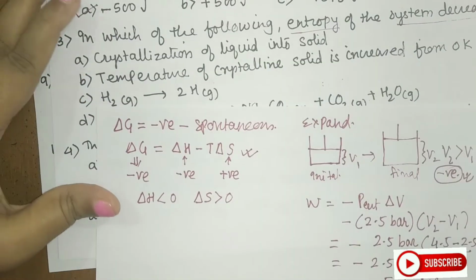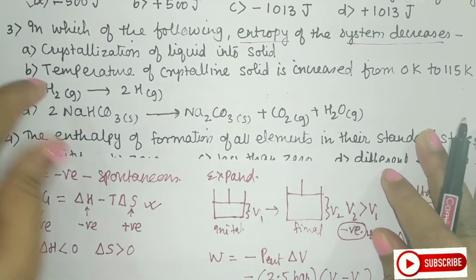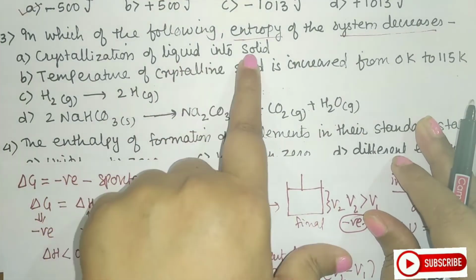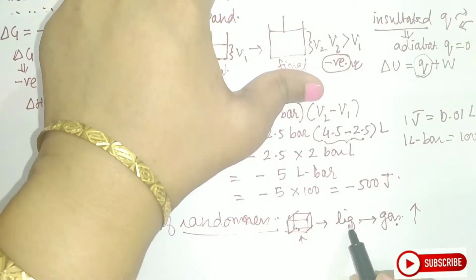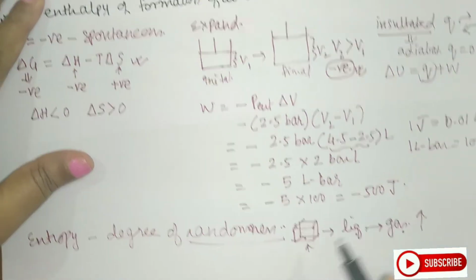Now the question is, in which of the following does the entropy of the system decrease? Let us see the first one, crystallization of liquid into solid. When a liquid gets converted to solid, what will happen to entropy? It will decrease.